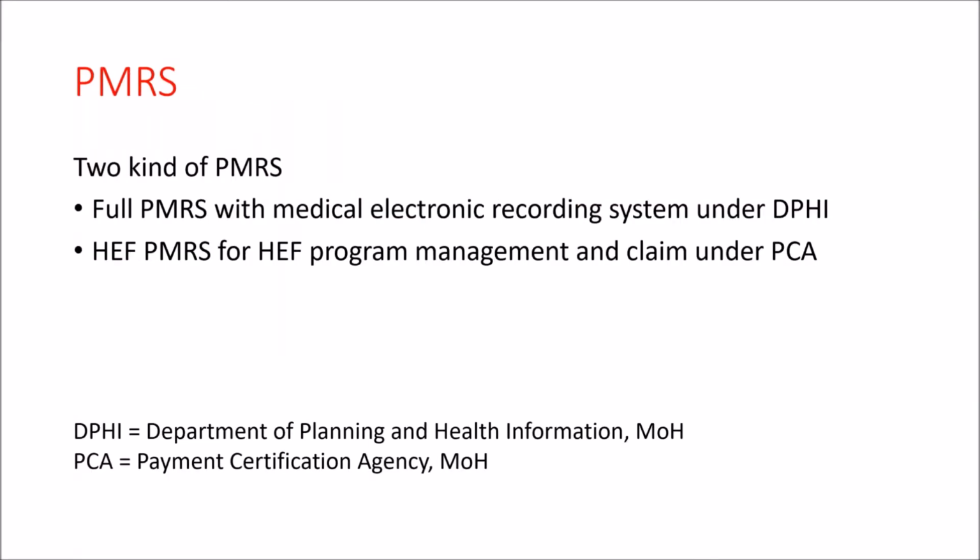And for PMI we have two kinds of implementation. One is full PMI, with the medical electronic recording system, under the DPI, the Department of Planning and Health Information System, and one for the healthy fund program support under the PCA, which is for the claim and tracking of patients who are poor and receive service through the healthy fund program. So we have two categories of PMI: full PMI means the medical electronic record system, and healthy fund PMI is for the healthy fund program only.